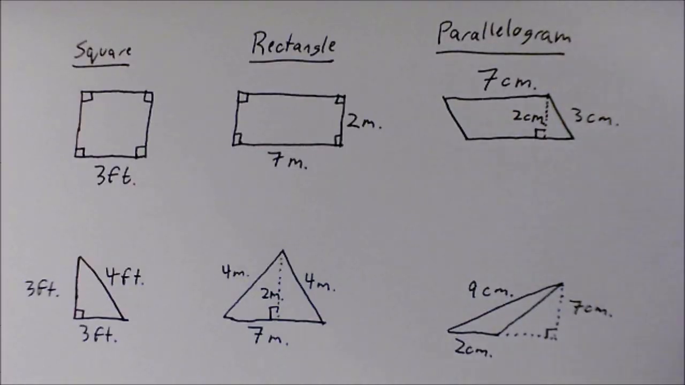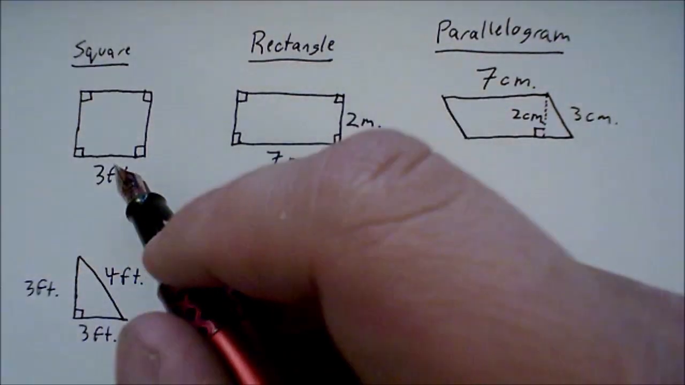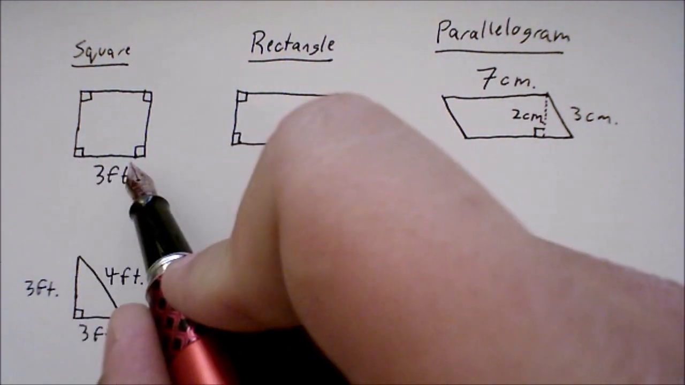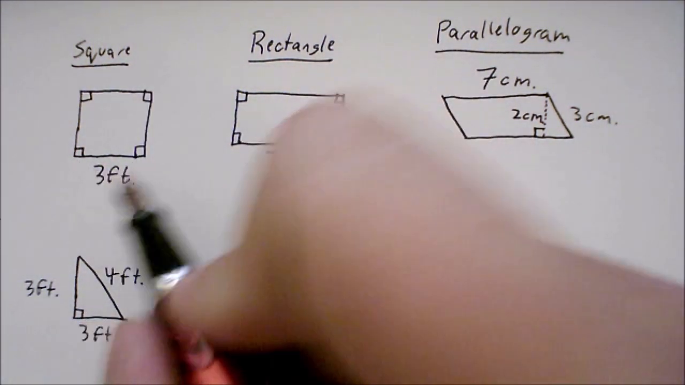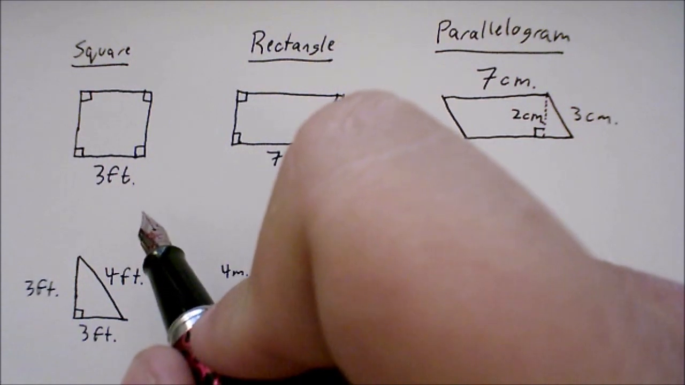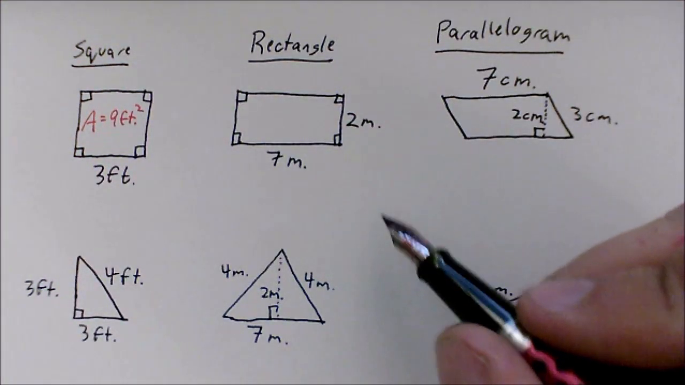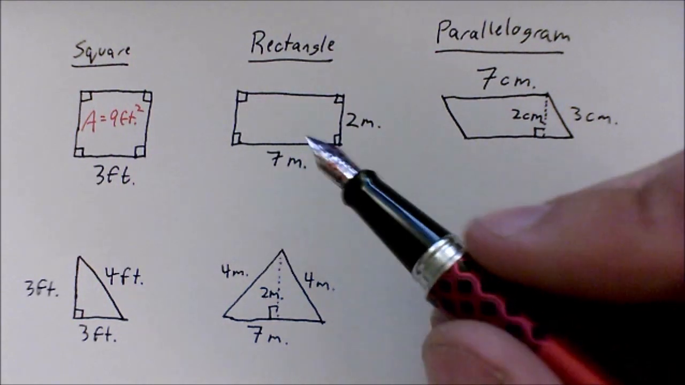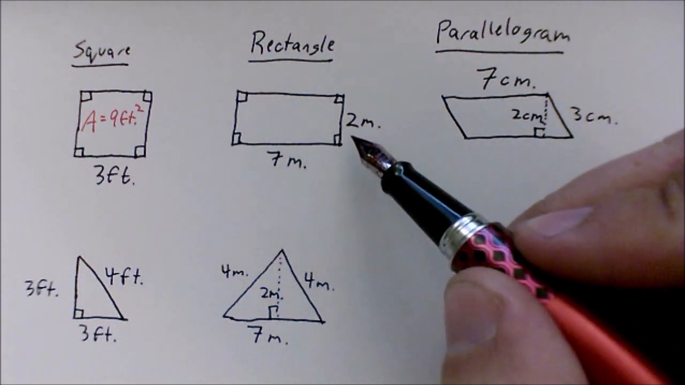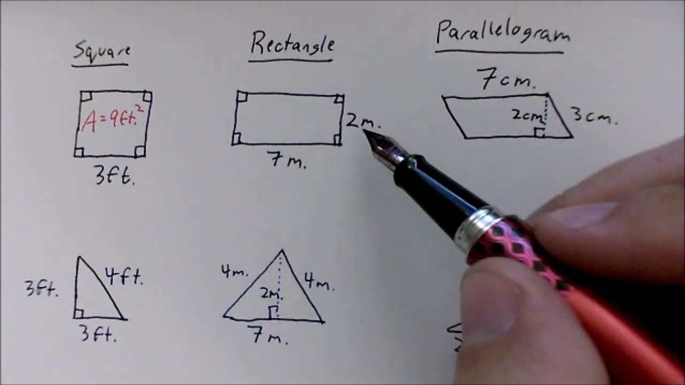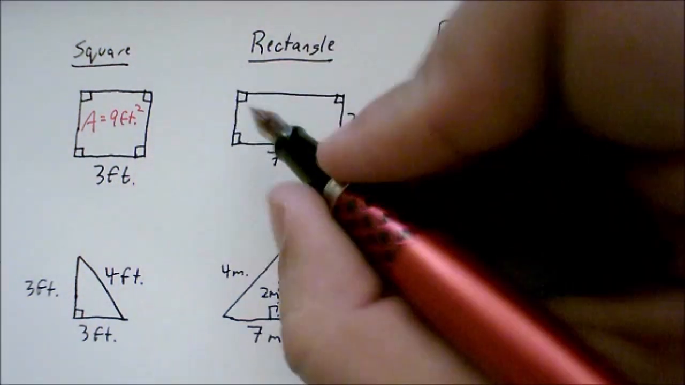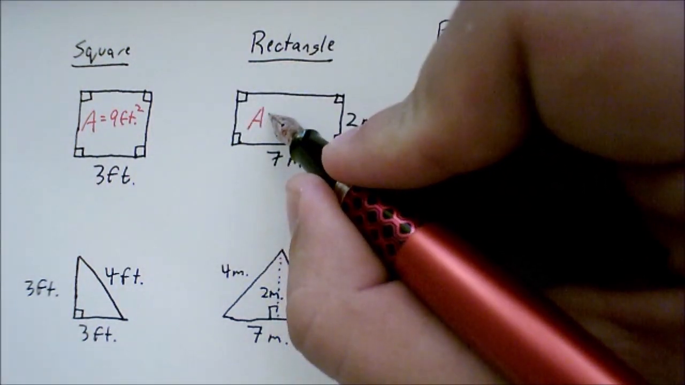First, let's recap. For a square, you're going to do base times height. Because it is a square and all the sides are the same, you will do 3 times 3, which will give me an area of 9 feet squared. For rectangles, you will use the same formula. Area equals base times height. 7 meters by 2 meters will give me an area of 14 meters squared.